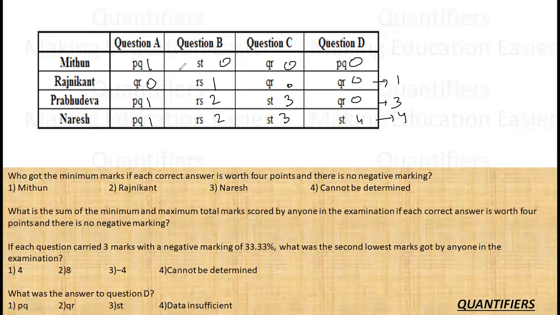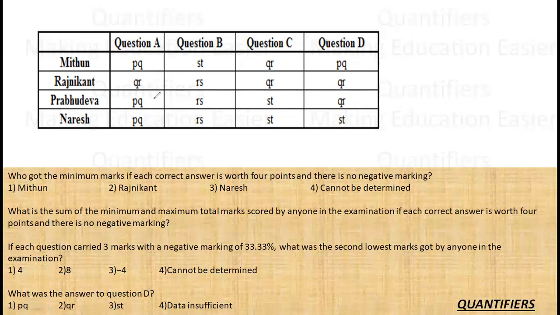Naresh has all 4 correct, so comparatively Mithun and Rajnikant have only one correct each, which is not a possible case. Why? Because one person should have 2 correct also. So assuming Naresh to be all correct, I am not getting the 1, 2, 3, 4 series. So Naresh cannot have all correct.